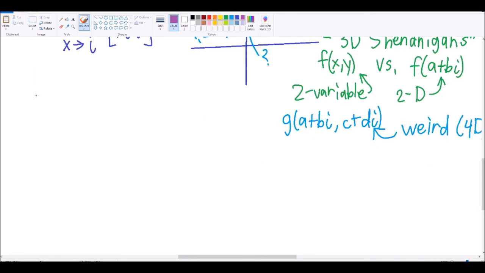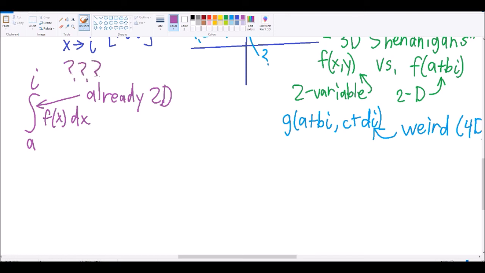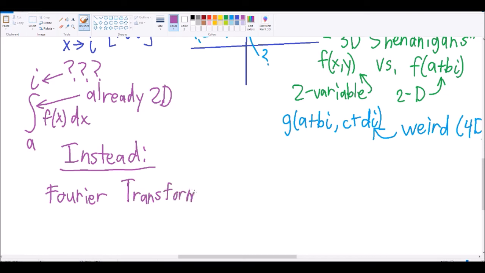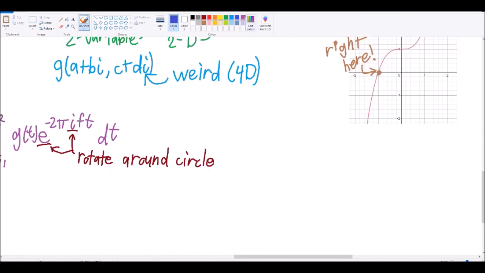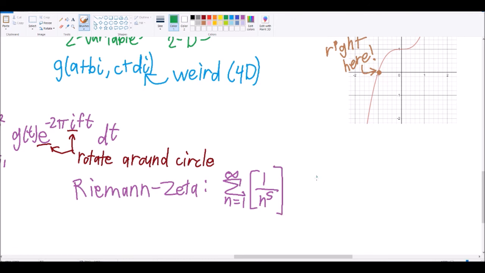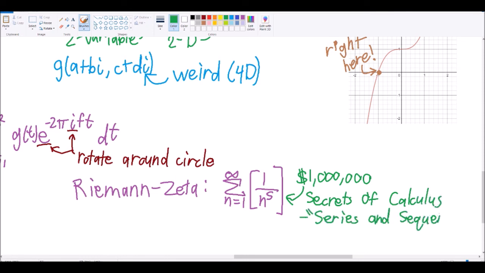It just gets weird. Integrals are even weirder because they are already two-dimensional in nature, so putting a two-dimensional number as its bounds tends to get illogical answers. Instead, you usually see complex numbers showing up in the thing you're integrating. Like, for example, the Fourier transform, where i shows up in the context of rotating along a unit circle. i also shows up when talking about the Riemann zeta function, which is a $1 million question involving infinite series with these complex numbers. Go watch the series and sequences section in the Secrets of Calculus to learn more about that.